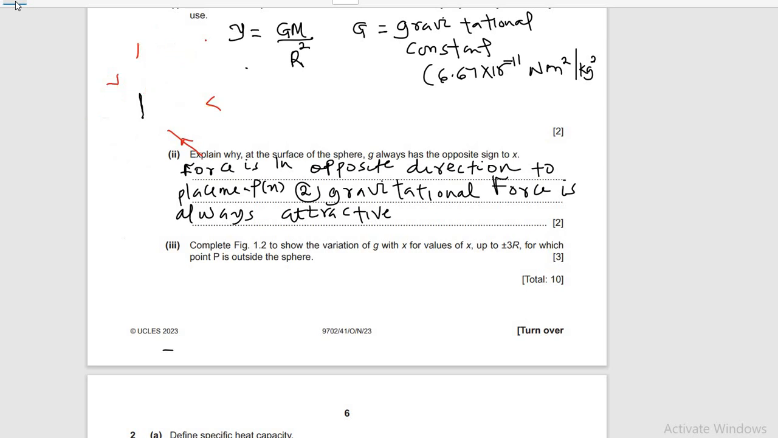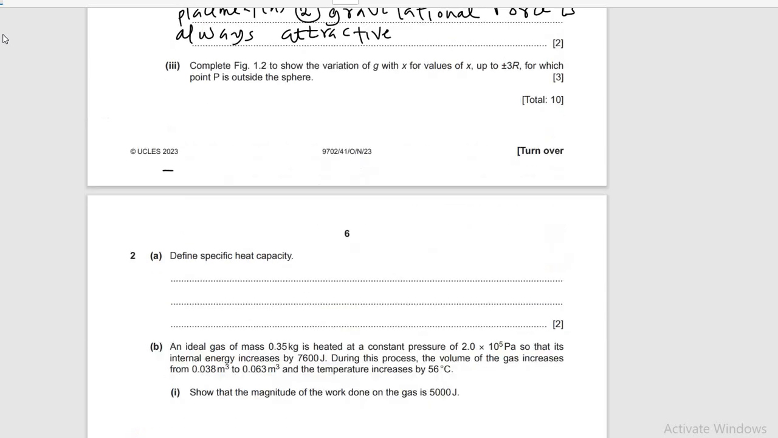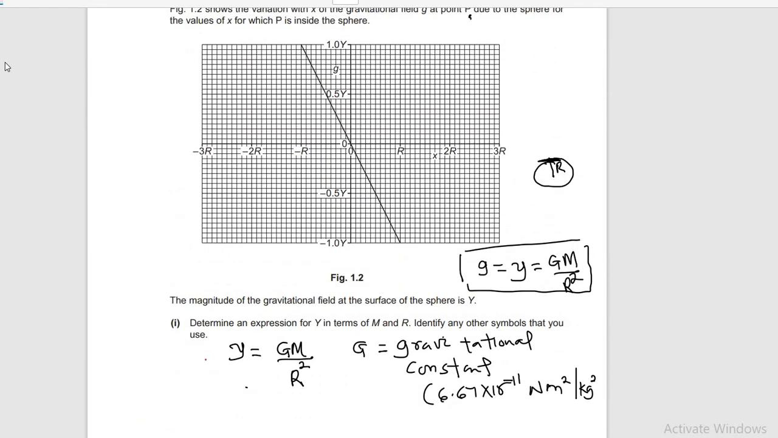The next question is to complete figure 1.2 to show the variation of g against x up to the value of plus or minus 3r, where point P is outside the sphere. Let's see the figure. Now, g against r. We all know that inside the Earth, from the center to the surface, the gravitational field strength g is constant, 9.8.